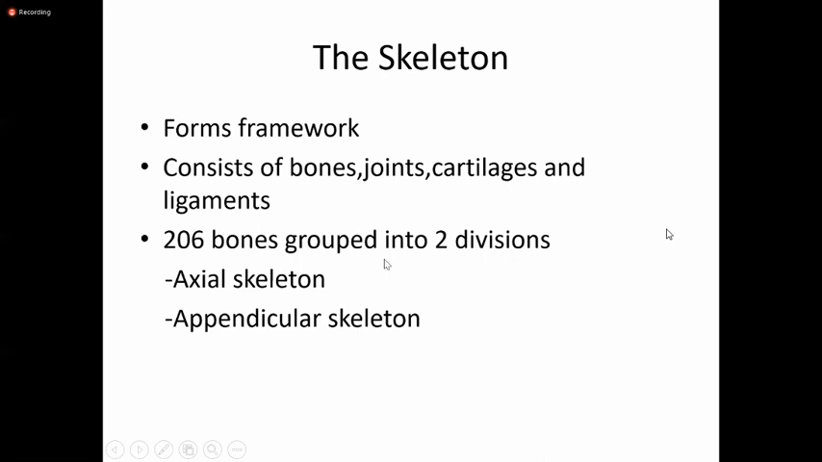And the appendicular skeleton consists of different bones. So that is about the different anatomical terms related to the bony features, and also some terms to explain the structures.